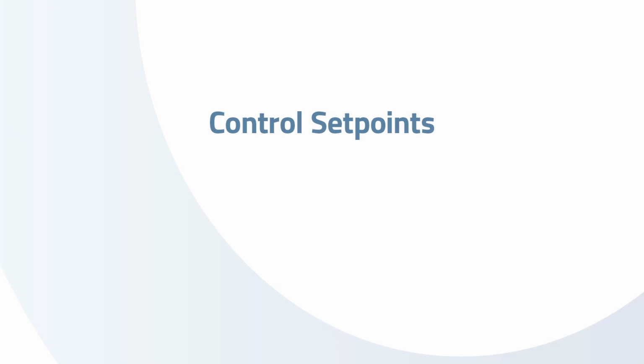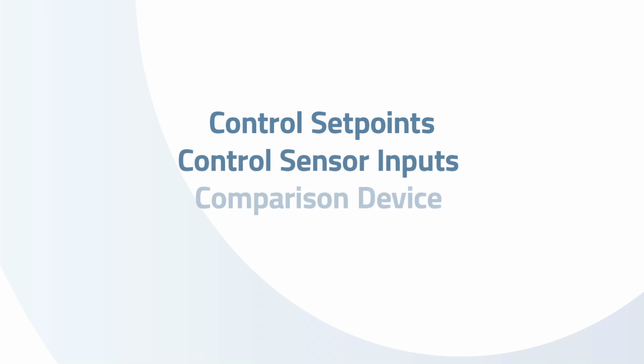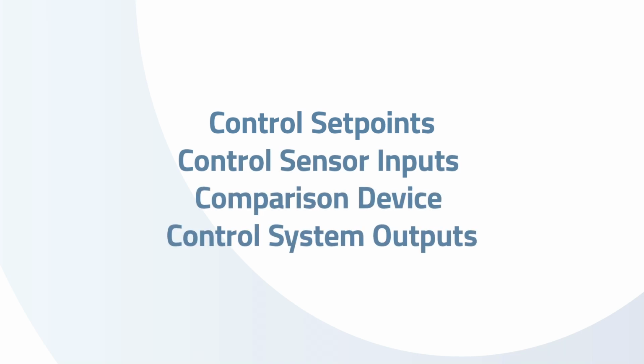Regardless of how complex a control system is, it has four necessary aspects: control set points, control sensor inputs, a comparison device, and control system outputs.